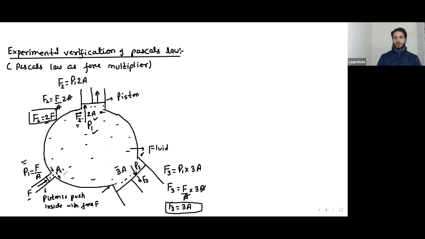So using Pascal's law, you can make force multipliers. As you keep on increasing the area of the piston, the force keeps on increasing so that your pressure remains the same. If the area is 3 times, the force is 3 times, so if you take the ratio, it will remain the same. So this is a force multiplier, and this is also the experimental verification of Pascal's law. If you calculate the pressure here, the force is 2F, the area is 2A, and the pressure is again F by A. Here the force is 3F, the area is 3A, and the pressure is again F by A. Pressure will remain the same.